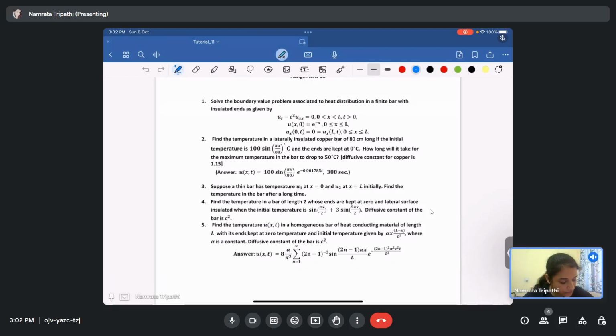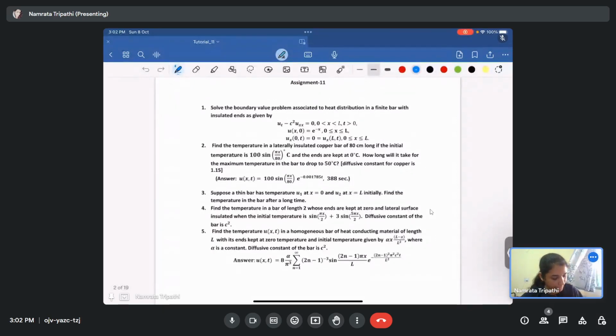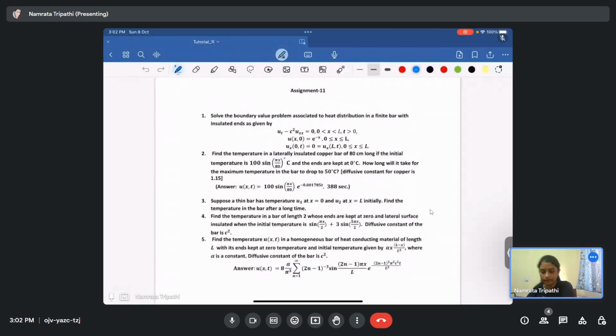So question one is the heat equation with a finite bar with insulated ends. We are going to solve question number one. Please try to solve.